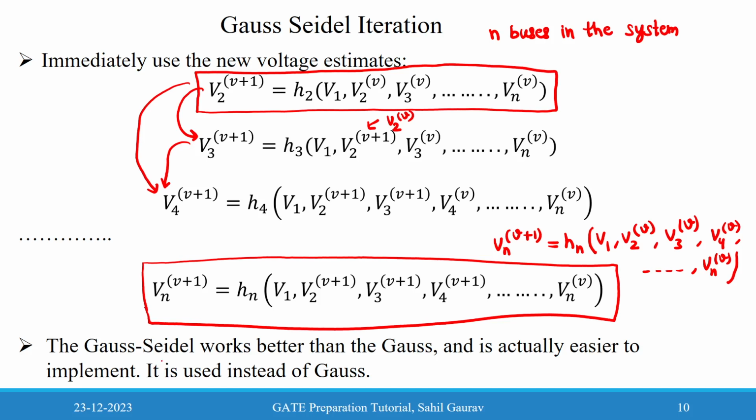So this is how Gauss-Seidel works. It is better than the Gauss method, it is easier to implement, and it is used instead of Gauss. You are using the updated voltages, and that is why it converges faster than the Gauss method. So we usually use this method only.